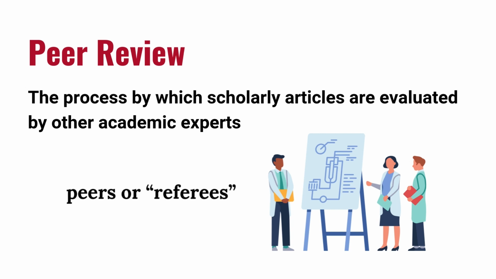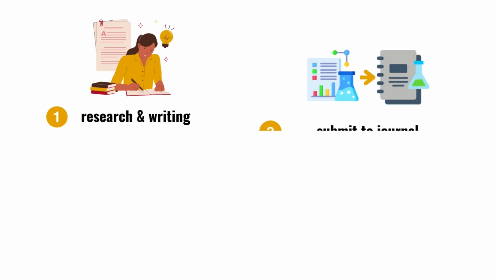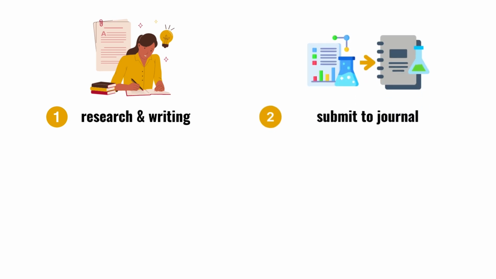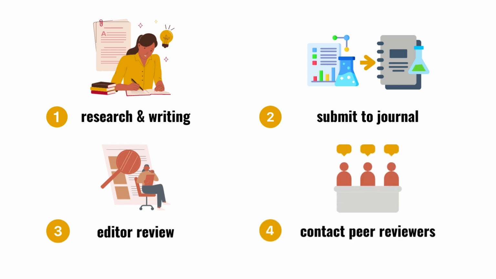Let's look at the peer review process. First, scholars conduct research and write about it in an article to share with their colleagues. Then, they submit the article to an academic journal. An editor who works for the journal looks at the article first. If the article meets the journal's basic standards, they send the article out to peer reviewers with relevant expertise.